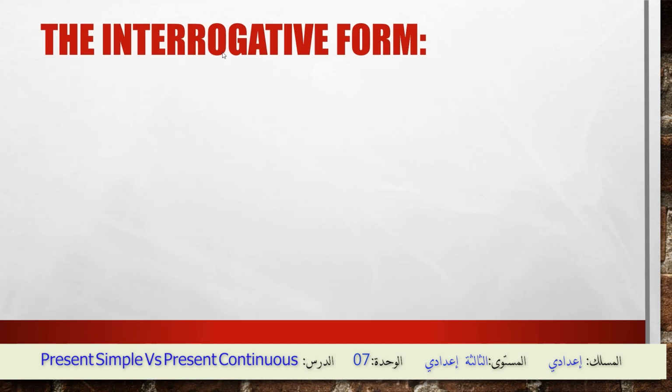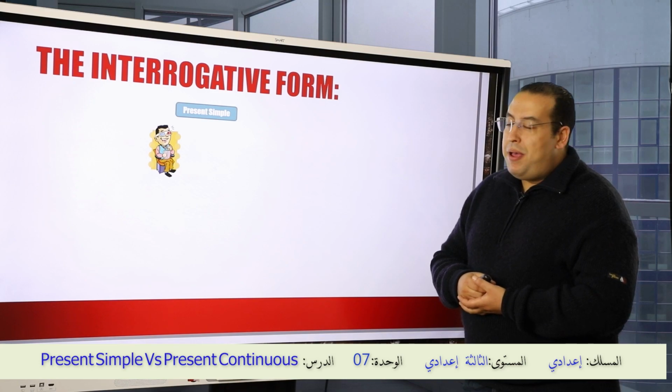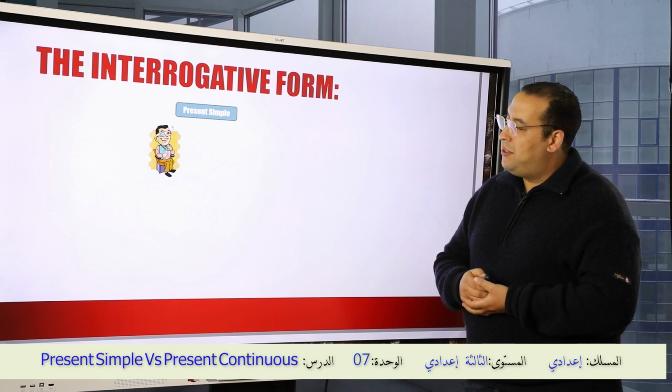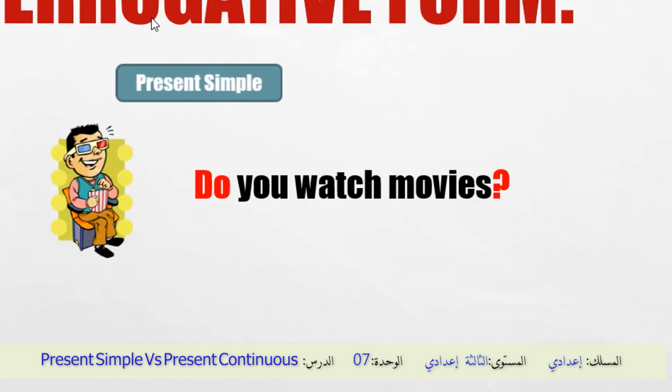Now we should use the interrogative form. This is the last form of every tense, and we should see how it is used either with the present simple and the present continuous. So starting with present simple, as you see, a man is doing something, yes, and we ask him the question, do you watch movies? Movies stands for films. Do you watch movies? So the form here is do goes with I, you, we, they. Only this time it comes before, we will see this later. And here we have a girl holding something in her hands.